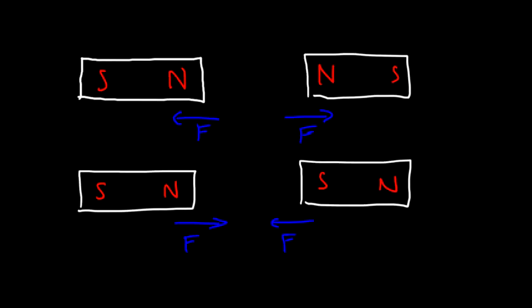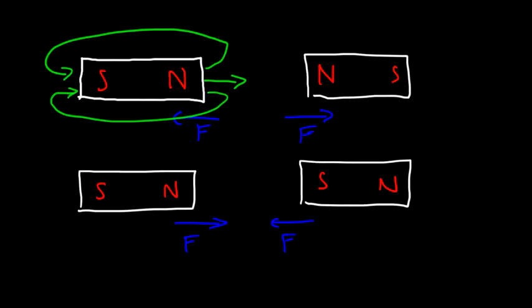Every bar magnet has its own magnetic field, which emanates away from the north pole and travels towards the south pole. Likewise, this one has a magnetic field emanating away from the north pole. Notice that the magnetic field cancels in the middle. Those two repel each other.